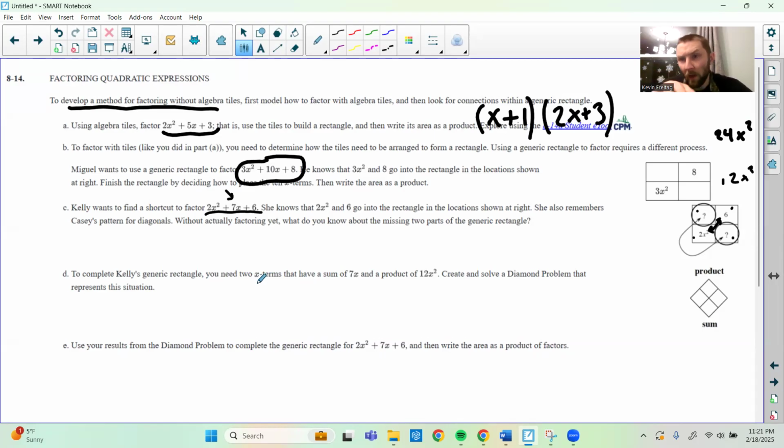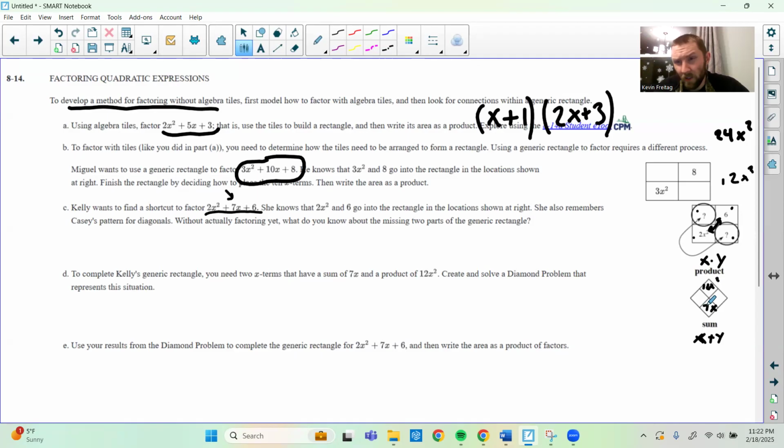Okay, so now they want us to use a diamond problem, which we've been doing for a long, long time. Remember that on the top box, we do x times y. The bottom box, we do x plus y. So we know that on the bottom, we need them to add up to be 7x. On the top, we need them to multiply to be 12x squared. So both of these are going to have x's, of course, to multiply to be x squared. The real question is, what two numbers multiply to 12 and add to 7?